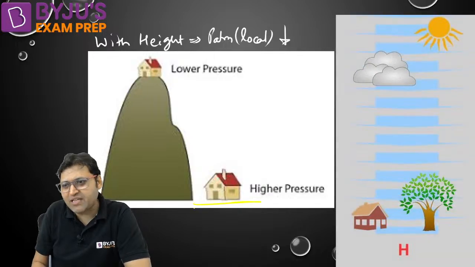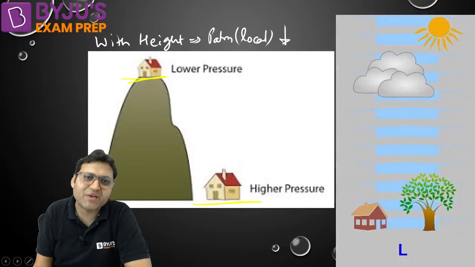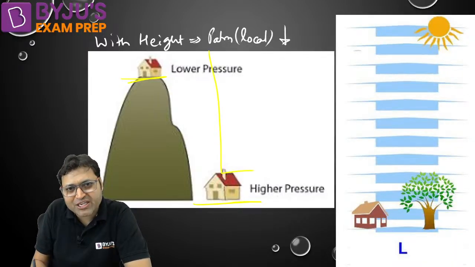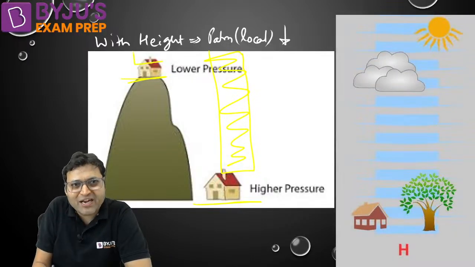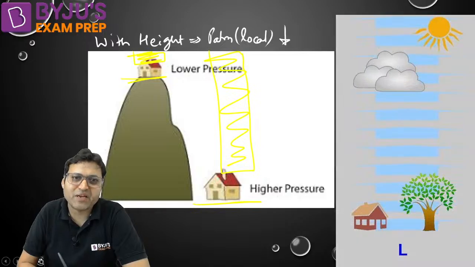At the ground, the atmospheric pressure is high. At the higher elevation, the atmospheric pressure becomes lesser, because it is the weight of air above a location. The weight of air will be this, but here the weight of air will be this. So this will decide the atmospheric pressure.